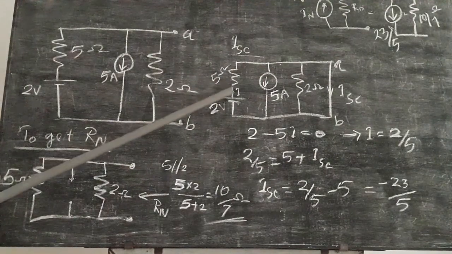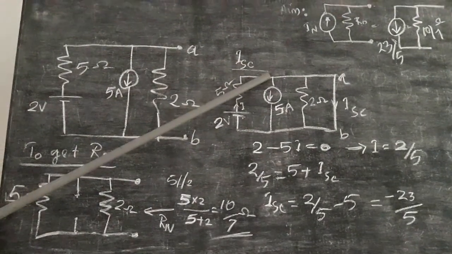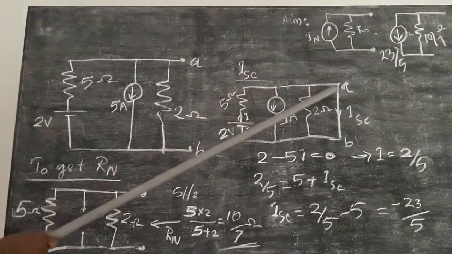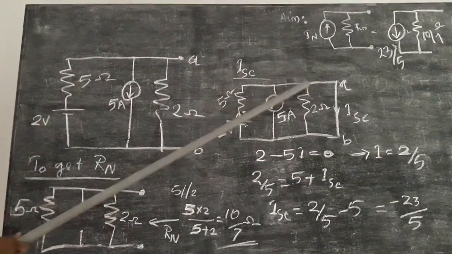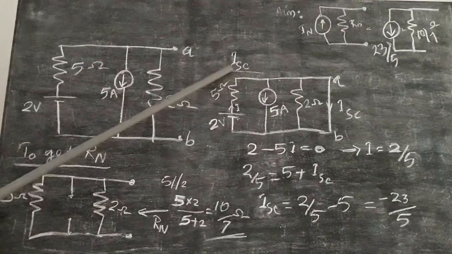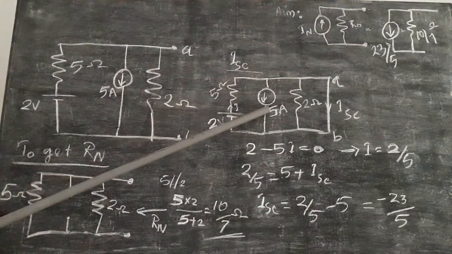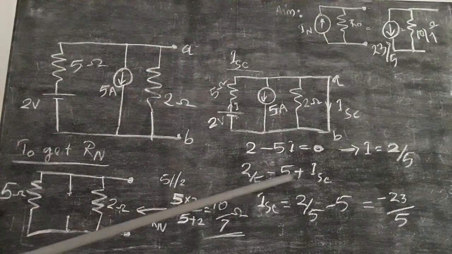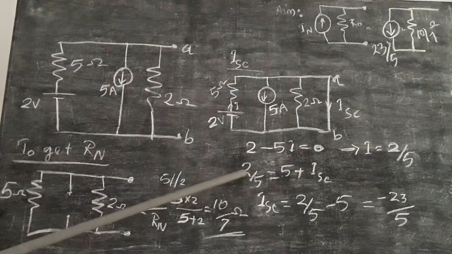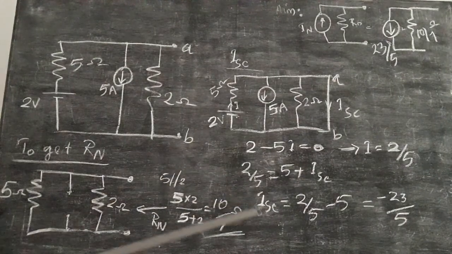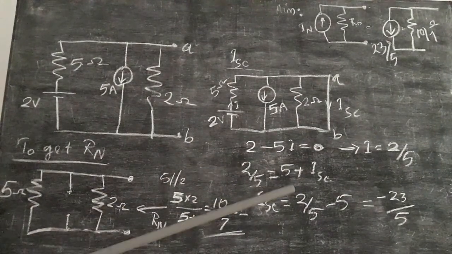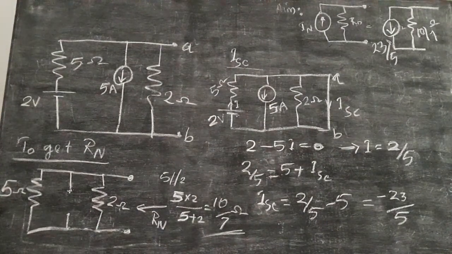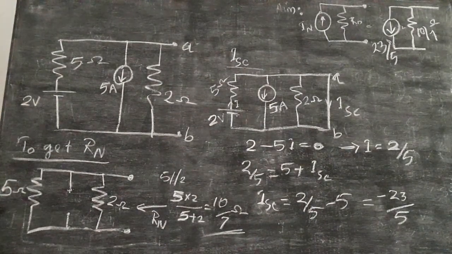Now see, the current I entering here, 5 ampere current going through this part, ISC going through this part, and no current through the 2 ohm resistor. So current entering is I, current leaving is 5 and ISC. So I is equal to 5 plus ISC, that is 2 by 5 is equal to 5 plus ISC. And ISC is equal to 2 by 5 minus 5, that is minus 23 by 5. Please see the sign here, negative.